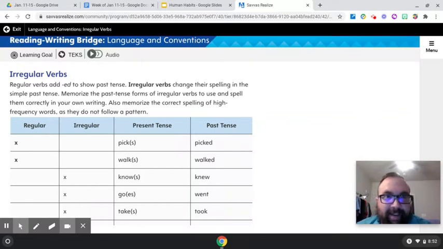Let's start off with some bell work today: irregular verbs. Irregular verbs look weird, and they don't follow normal patterns. Let's look at that. Regular verbs.